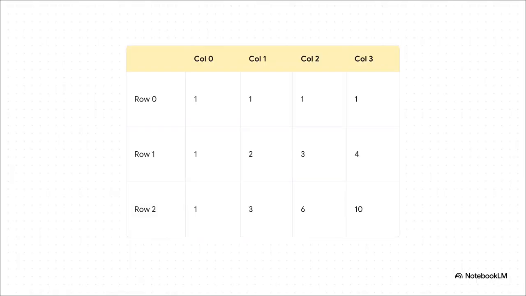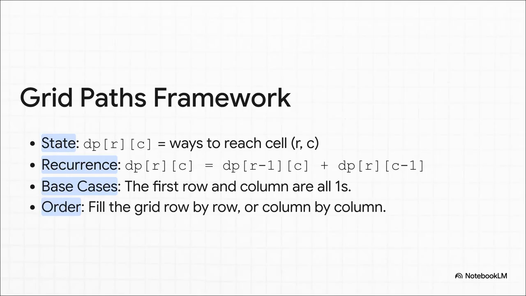Just look at how the solution builds up in this table. It's so cool. The number of ways to get to any single square is just the number of ways to get to the square above it, plus the number of ways to get to the square to its left. See that? We are literally building our final answer, one cell at a time, using those smaller, optimal answers we already found. Now, let's map this directly back to our framework.